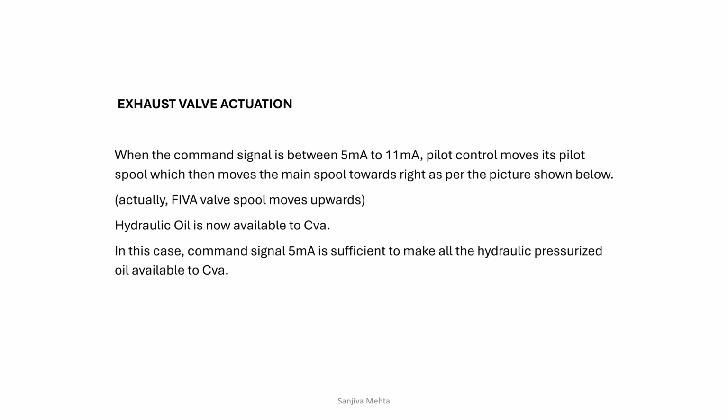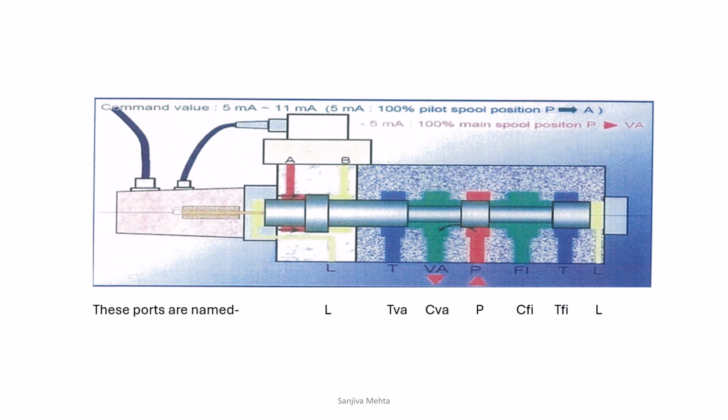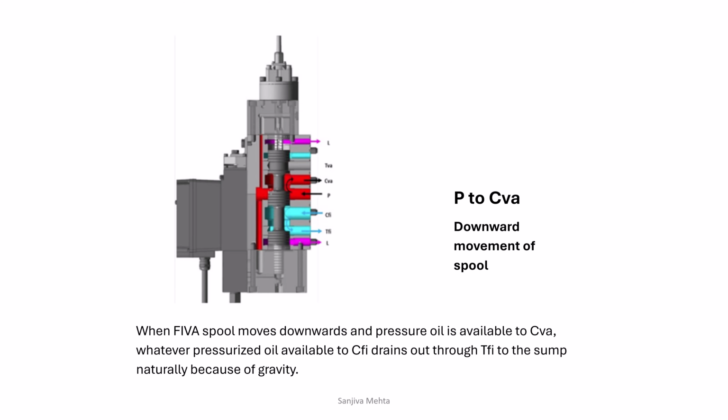In this case, a command signal of 5 milliamps is sufficient to make all the hydraulic pressure oil available to CBA. Whether 5, 6, 7 or 8 is immaterial. The minimum of 5 also makes all the oil available, and 11 will do the same thing. So in this case, there is no difference. On the other side, oil is drained out. This is P to CBA, the downward movement of the spool.